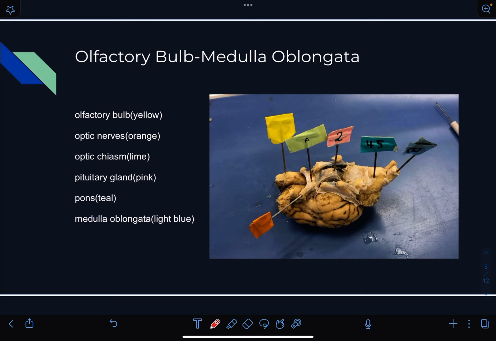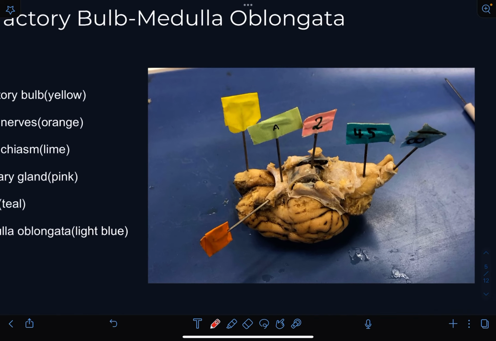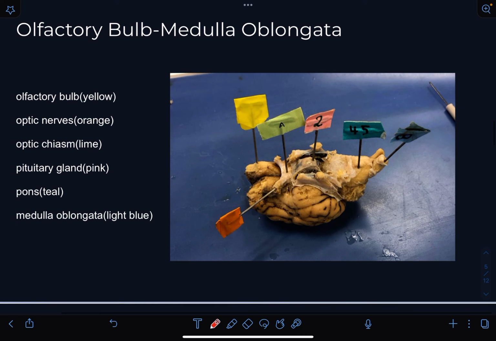Continuing, here we have an underpart view of the brain from the bottom. We're going to have the olfactory bulb in yellow. We can see it's sort of larger, this part right here. And this one is unfortunately missing. But the olfactory bulb is usually larger in animals that use a lot of scent, for example, dogs. The olfactory bulb is a neural structure that is involved in the sense of smell.